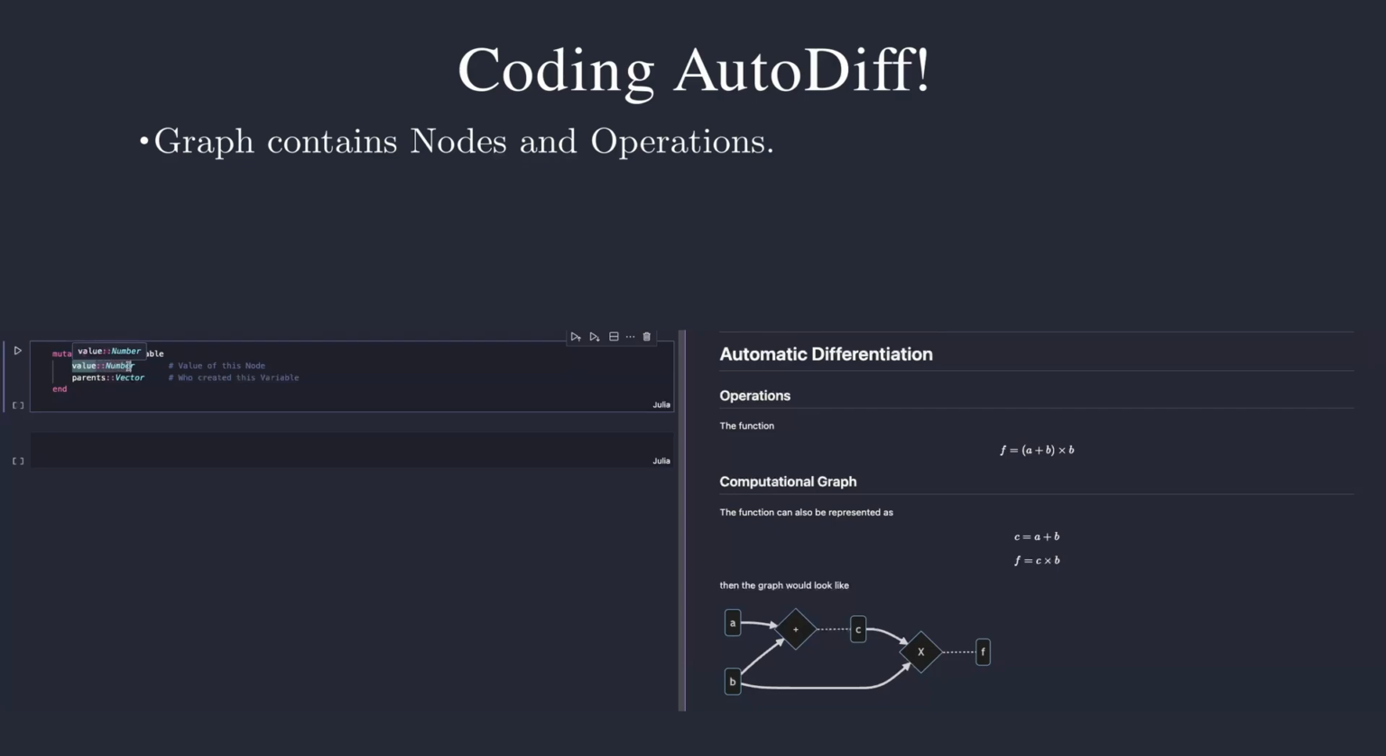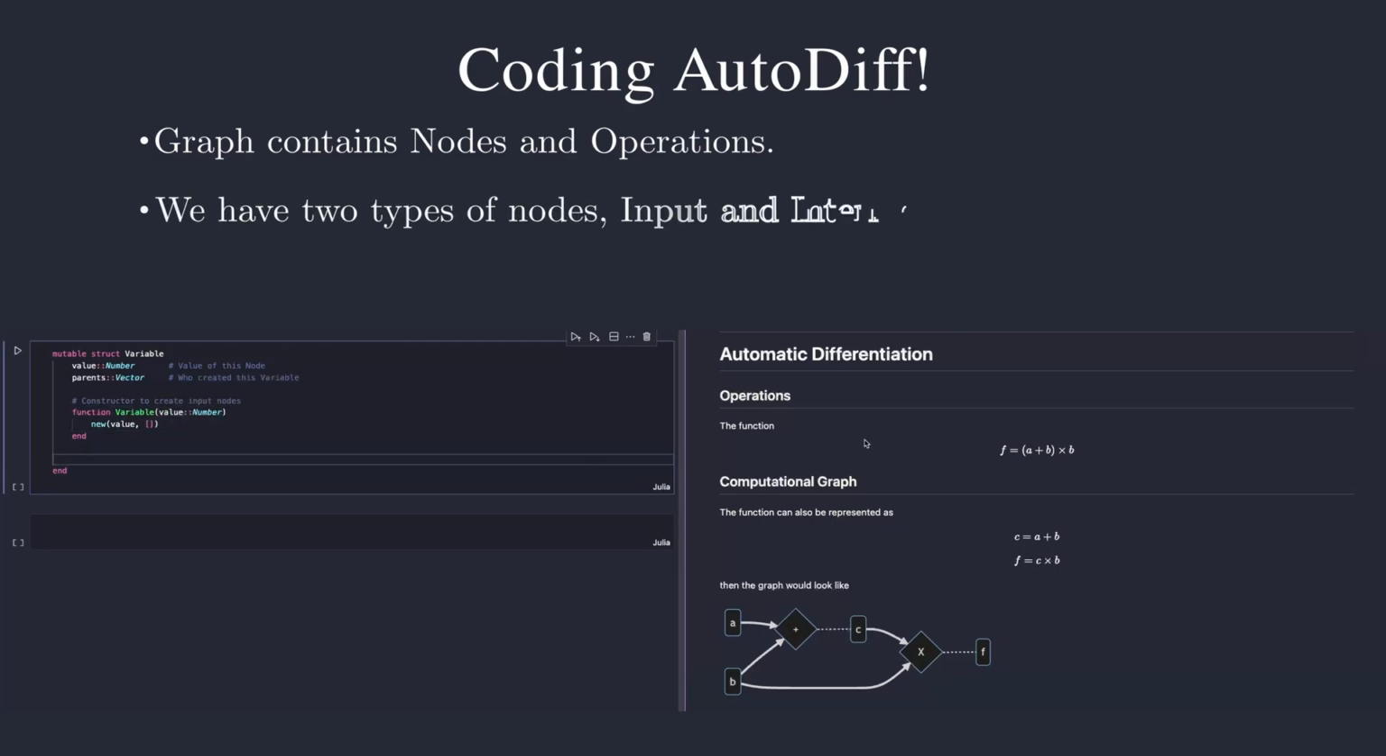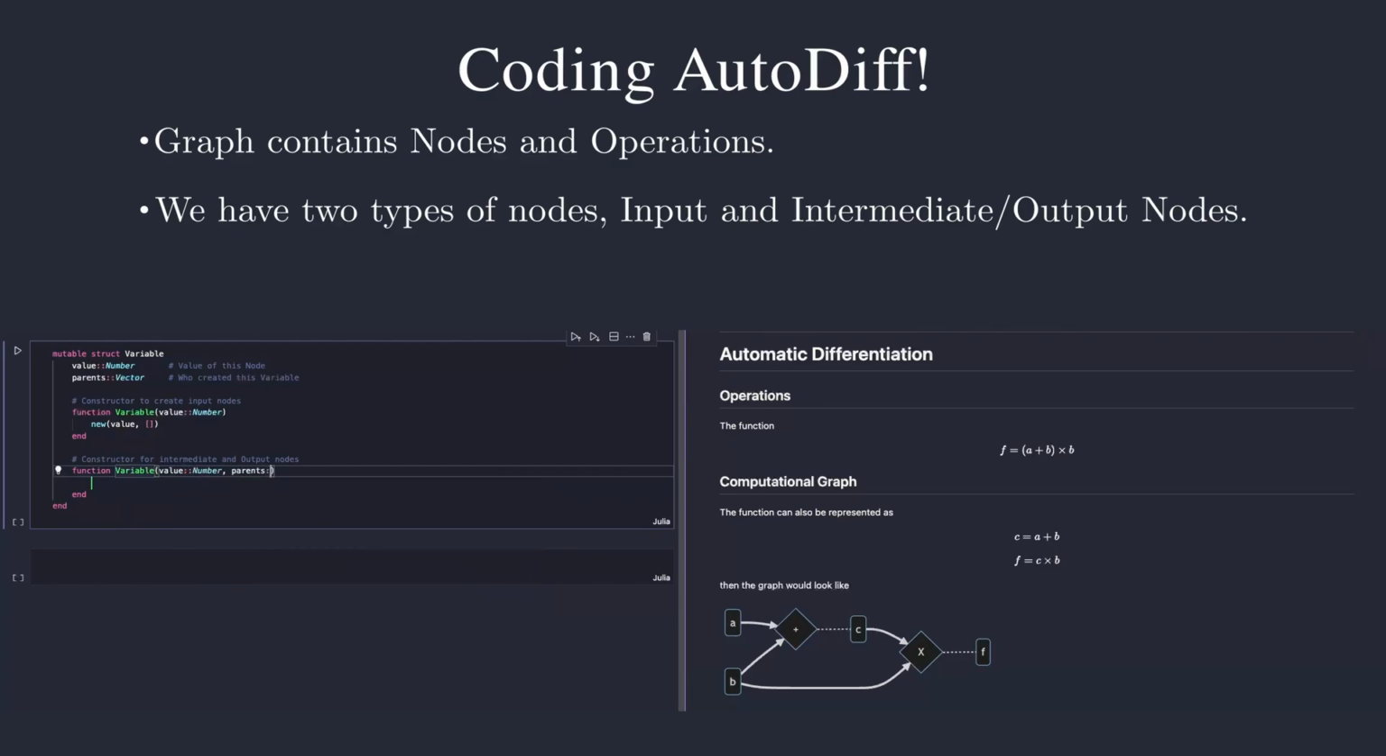I would like to mention that type declarations in Julia are optional, but I always use them as they help catch weird bugs. In order to use this struct, I also need to write a constructor. This constructor will accept a value and store it in the value attribute, leaving parents as an empty list. However, if you notice, intermediate variables like C in the graph have parents. In order to create these intermediate nodes, I need to define another constructor accepting value and parents as inputs. Now I have the capability to define nodes.